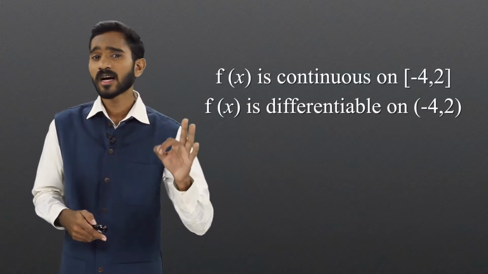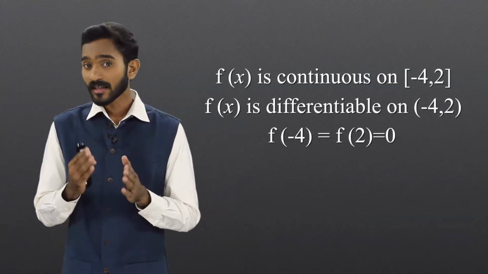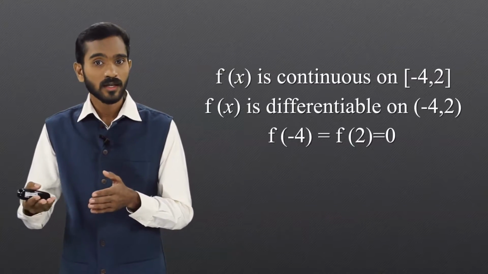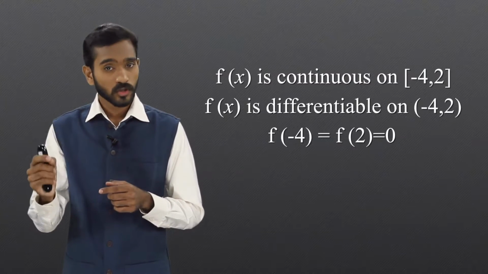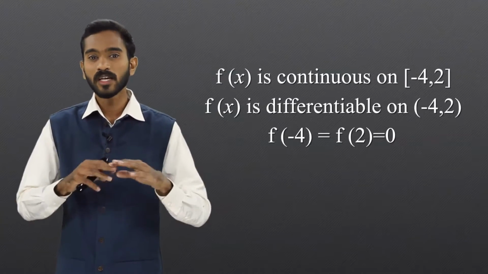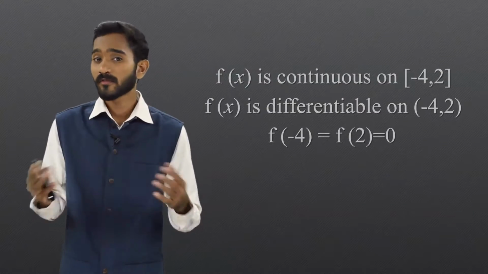Now, the third and last condition. Here we know that f of minus 4 is equal to f of 2 is equal to 0, as we have dealt with earlier. Thus, all the 3 conditions are satisfied, and hence Rolle's theorem has been verified. Now you have got another 2 marks.